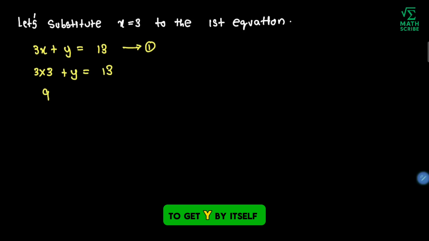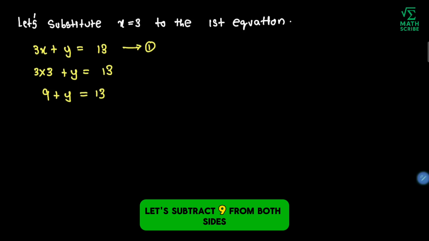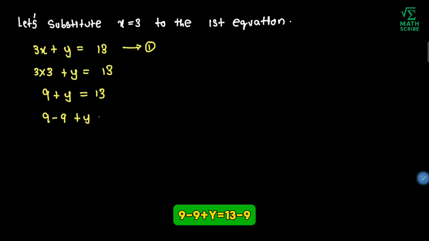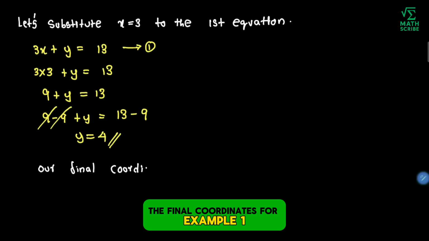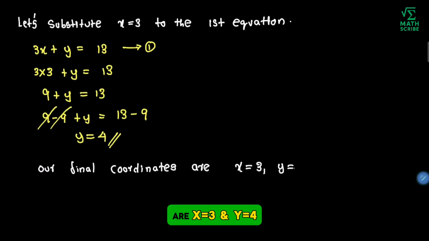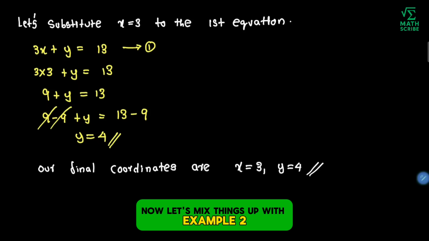3 times 3 plus y equals 13. To get y by itself, let's subtract 9 from both sides. 9 minus 9 plus y equals 13 minus 9. The 9's cancel out, leaving us with y equals 4. Awesome. The final coordinates for example 1 are x equals 3 and y equals 4. Now let's mix things up with example 2.